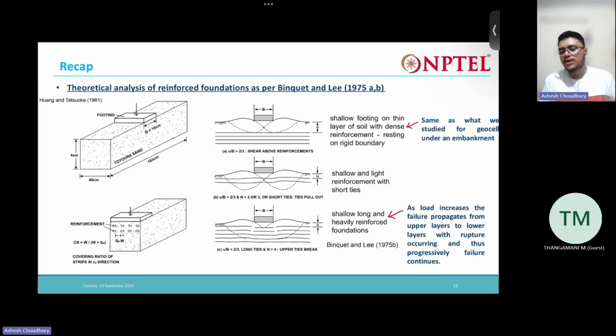So as load increases in that case, the failure propagates from upper layers to lower layers with rupture occurring, and thus progressively the failure continues. So we will see how where this rupture actually occurs in the upcoming slides. Okay, where does this reinforcement actually break? We will see that.